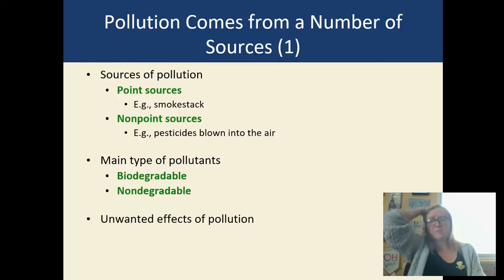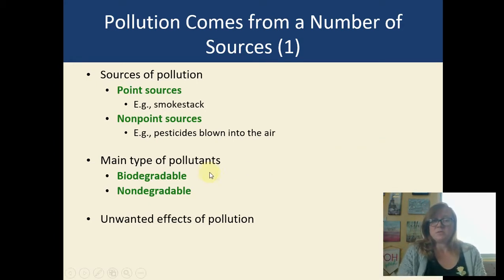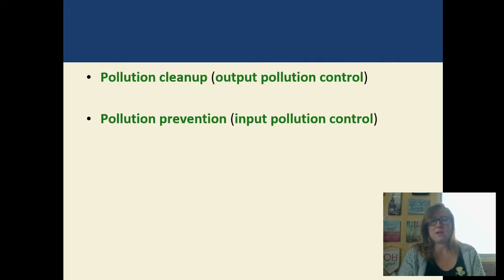Pollution comes from a bunch of sources. Let's think back to 8th grade. You have point source, like a smokestack, you can point to it, there it is, and non-point source, where you don't know where this pollution might have come from. The main types of pollutants can be either biodegradable or non-degradable. And then we have our unwanted effects of pollution, like climate change, illness, and species loss.